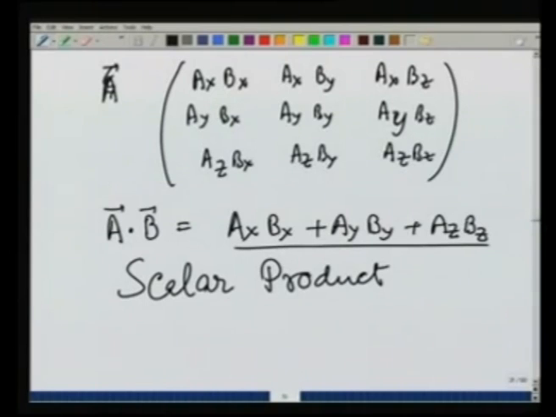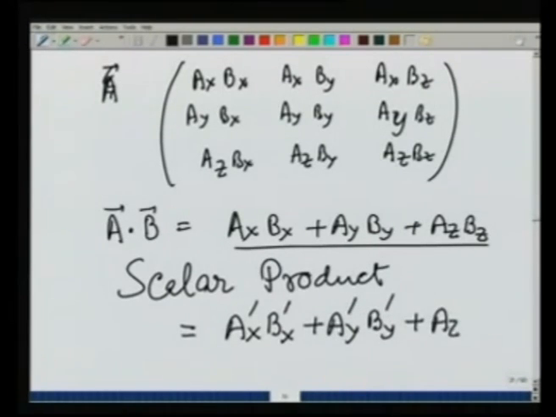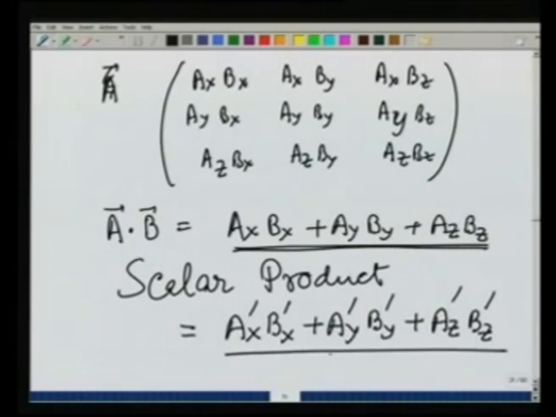That is, if I take these components and add them up, this gives me a number which is scalar. How do I prove it? I prove it by going to a new frame in which the scalar product is going to be Ax'Bx' plus Ay'By' plus Az'Bz', and this AxBx plus AyBy plus AzBz must be the same as Ax'Bx' plus Ay'By' plus Az'Bz' if this is a scalar.